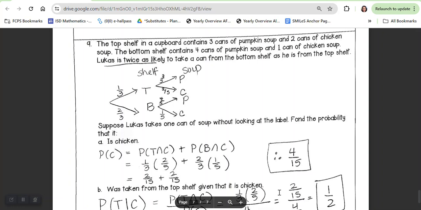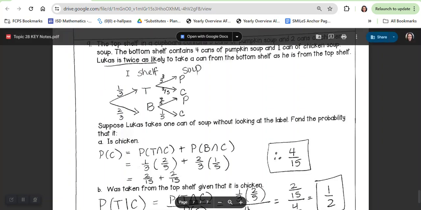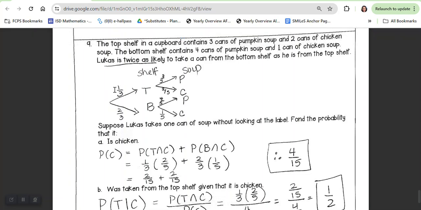All right, I think this is our last one. The top shelf in a cupboard contains 3 cans of pumpkin soup, 2 cans of chicken soup. The bottom shelf contains 4 cans of pumpkin soup and 1 can of chicken soup. Lucas is twice as likely to take a can from the bottom shelf as he is from the top shelf. So we need 2 fractions that are going to add up to 1, 100%, where 1 is twice the other. And so those 2 fractions would be 1/3 and 2/3.